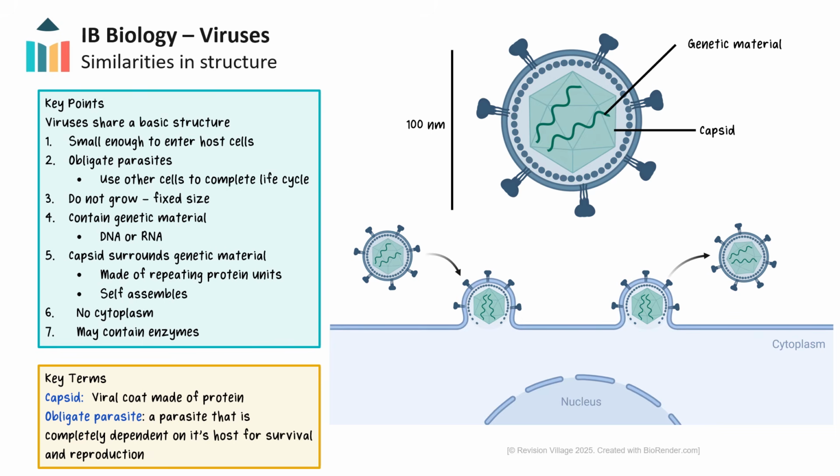for survival and reproduction. Each virus consists of a core of genetic material, which can be either DNA or RNA, surrounded by a protective protein coat called a capsid. The capsid is made of repeating protein units that can self-assemble and give viruses a symmetrical shape. Viruses do not contain cytoplasm, and if they contain enzymes, only a small amount of them are contained in the capsid, as viruses use the host enzymes to replicate.